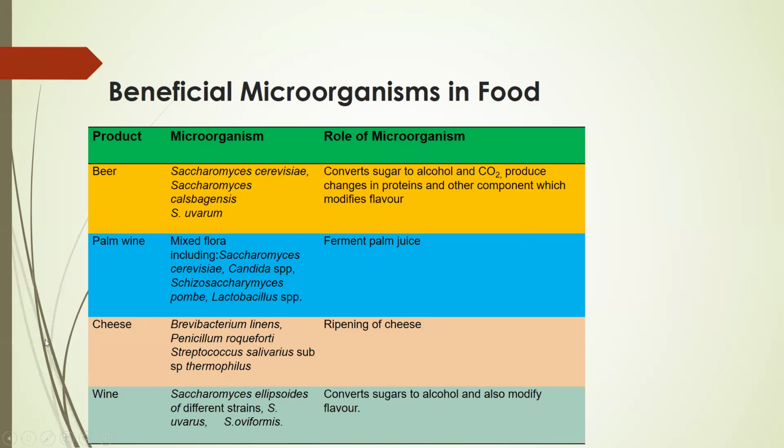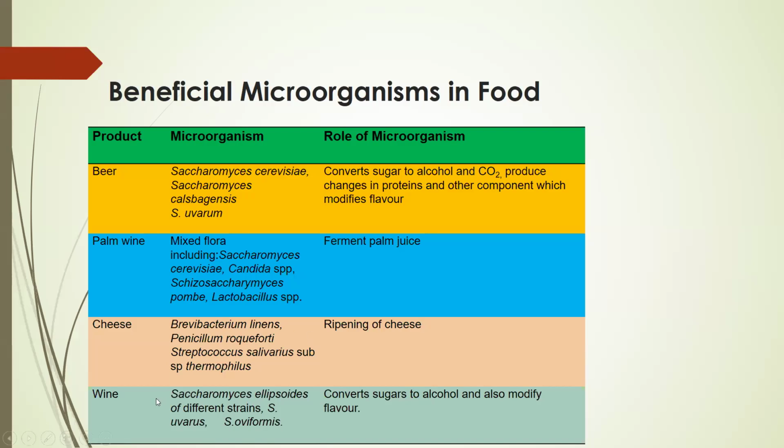Cheese is another product. The microorganisms that are used to produce cheese include Brevibacterium linens, Penicillium roqueforti, Streptococcus salivarius subspecies thermophilus. This species is used for the ripening of cheese.